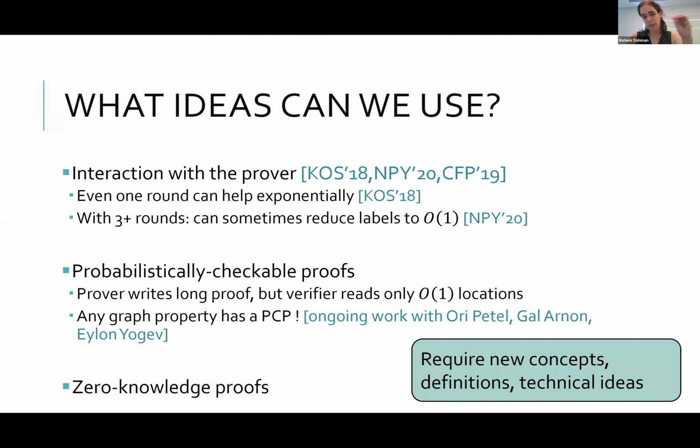Because in complexity theory, usually everything is computationally bounded. The verifier is computationally bounded. Sometimes we even want the prover to be computationally bounded. And in distributed computing, we usually don't care about local computation. We only care about communication, the length of the labels, how many bits I need to send to my neighbors, and locality, how far I need to communicate in the network.